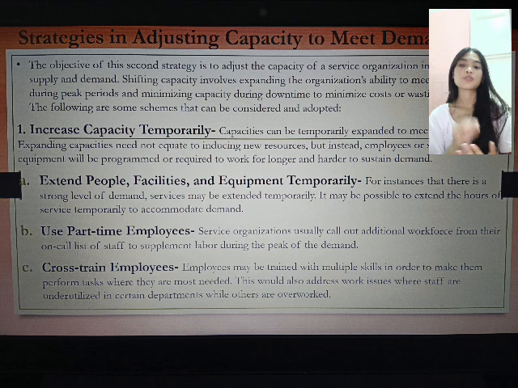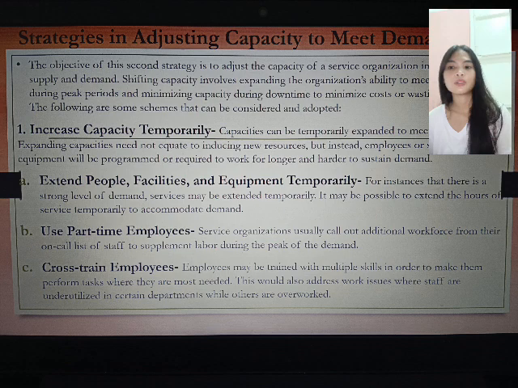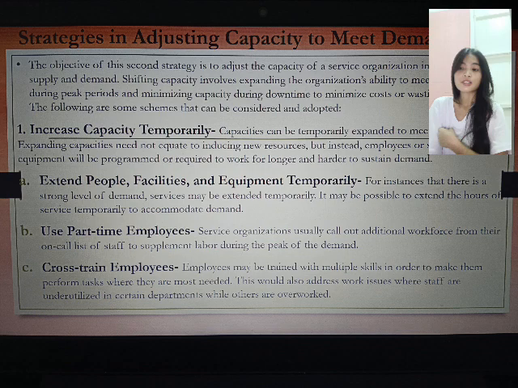Then, use part-time employees. Service organizations usually call out additional workforce from their on-call list of staff to supplement labor during the peak of the demand. So, use part-time employees, di ba? Peak season, peak of demand. Sa summer, maraming talaga ang customers. Grabe ang dami ng tao. So, hindi kayang liwatan ng mga permanent employees. So, kung marami nang tao, kailangan mo talagang tumawag ng mga part-time employees kasi kulang sila. So kung pagtatrabahuhin mo ang mga part-time employees, ma-accommodate na ang customers smoothly.